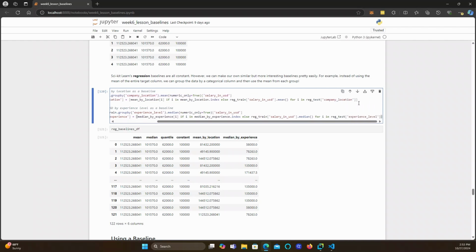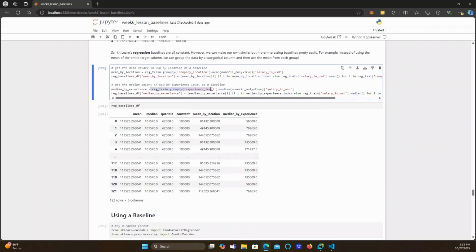And then next I am filling it in here using the mean by location. And I've done the same thing with experience by doing group by experience level and taking the median salary in US dollars and then just assigning it to each observation in the test set. So now you can see that it varies first by location, and then by experience level. Mean by location, median by experience level. I just kind of made up a couple that kind of made sense to me so that we could see what these more interesting baselines do.